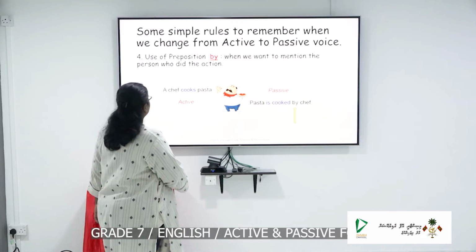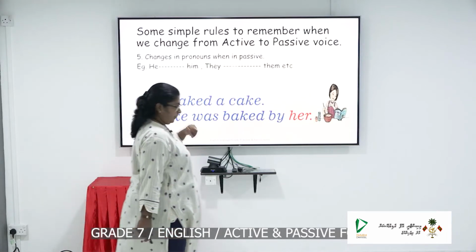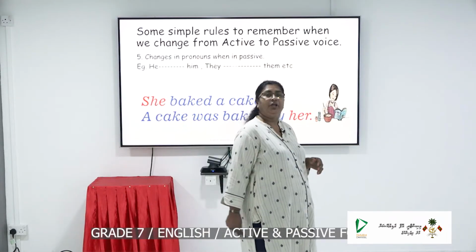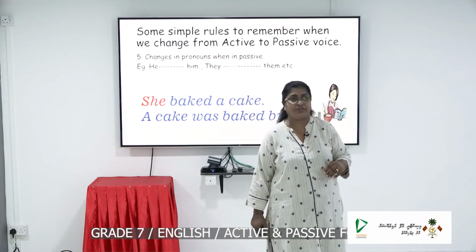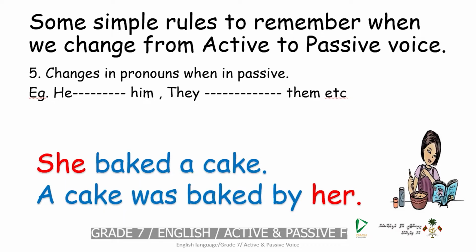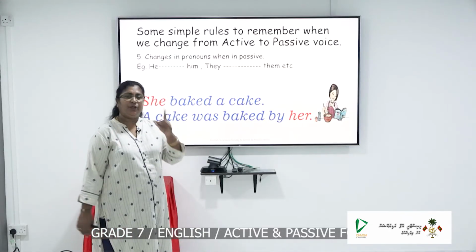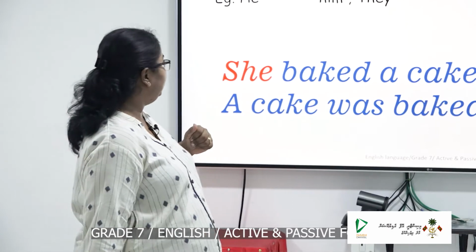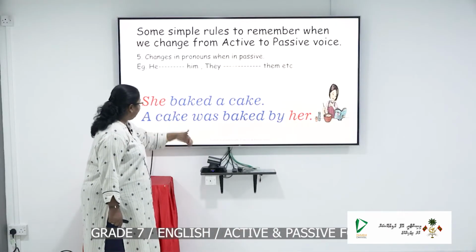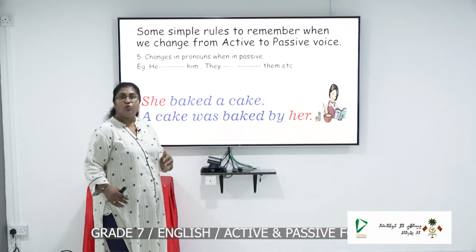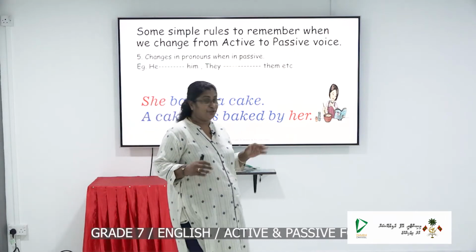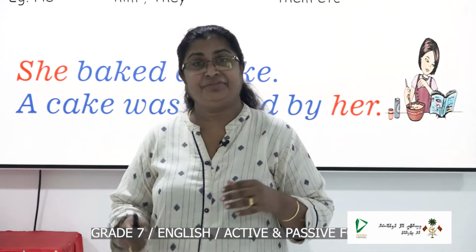Let us see the fifth rule. In the fifth rule, you can see change in pronouns. It happens, okay, for example, he changes to him, they to them, I to me, we, us. This change in pronouns occurs when you change to passive. You can see the first one example given here. She baked a cake. A cake was baked by her. So she has turned to her, right?